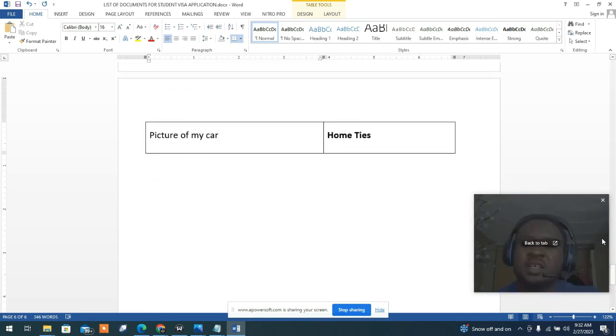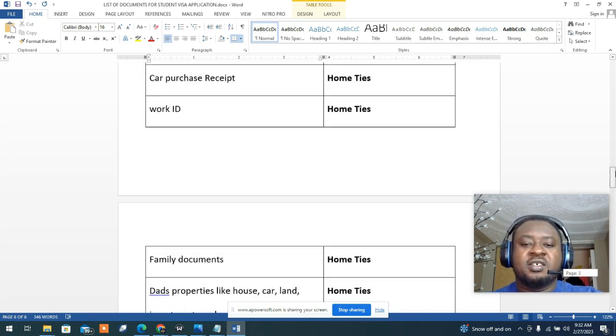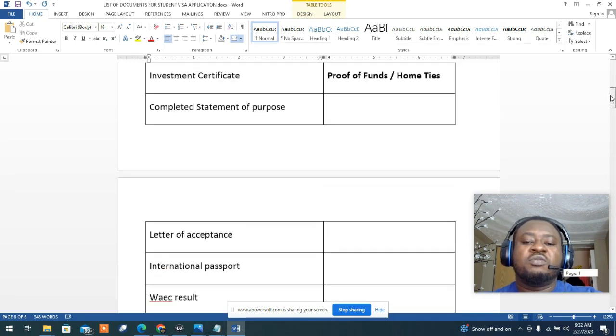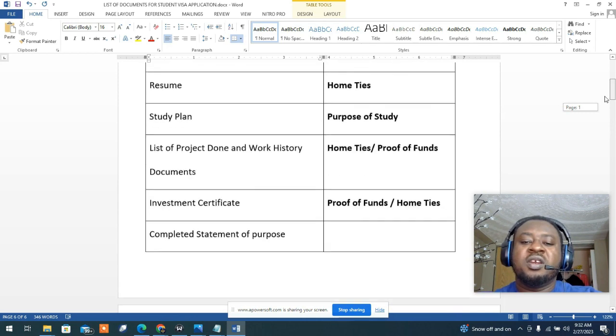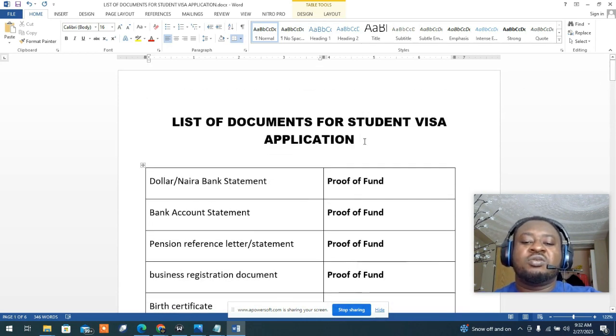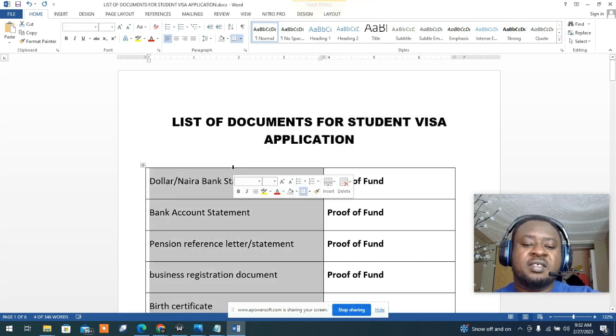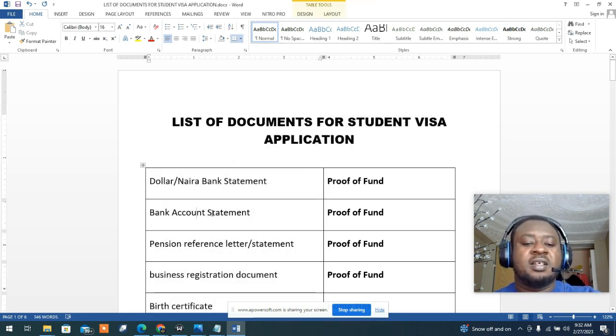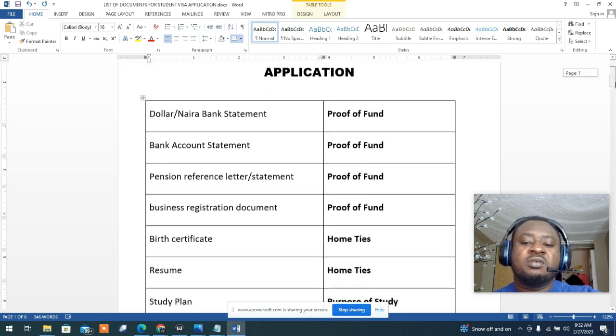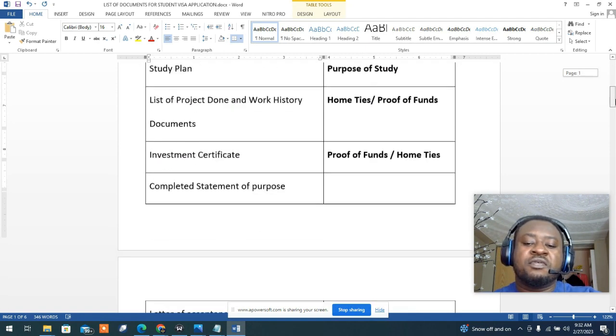So I've done a long read on the documents you will need in your student visa application. Now you can see this list is exhaustive. So you just need to check the ones that you have and see how you can get the others. The more of these documents you produce, the higher the likelihood of your visa application approval.